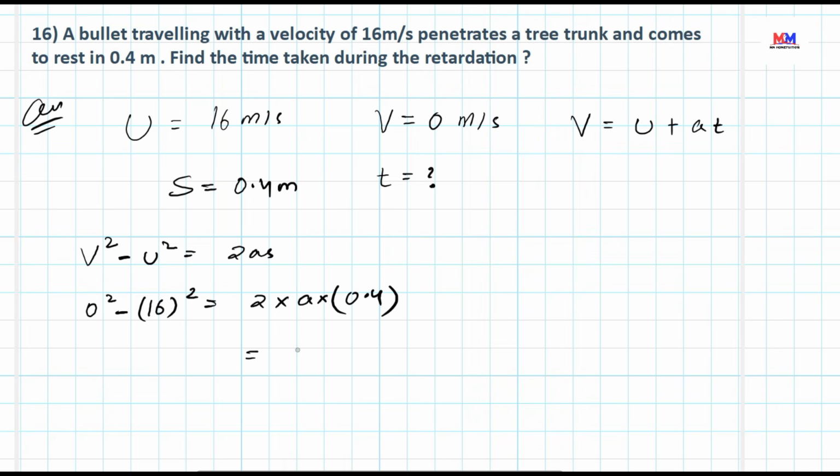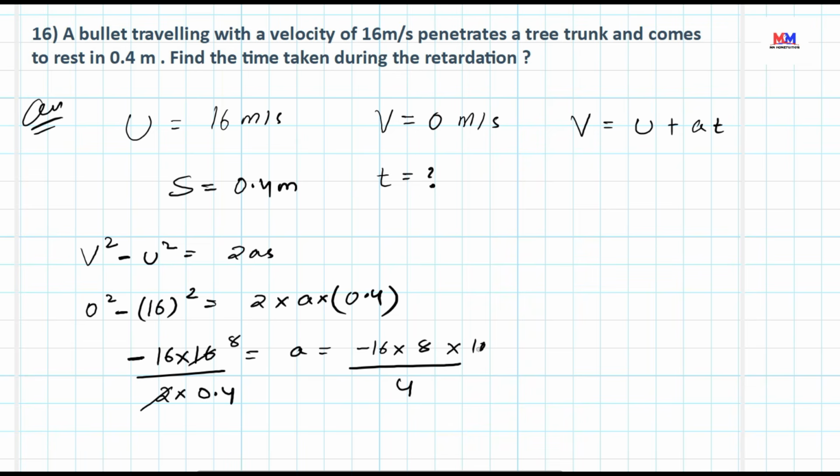So A equals minus 16 into 16 divided by 2 into 0.4. That equals minus 16 into 8 divided by 4, which is 10. Acceleration equals minus 320 meters per second square.